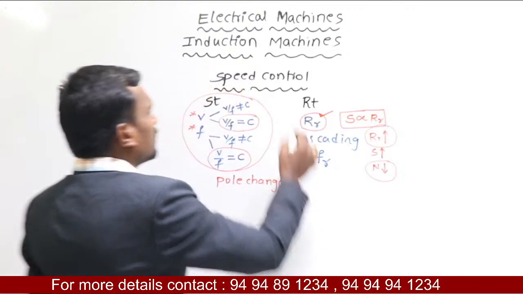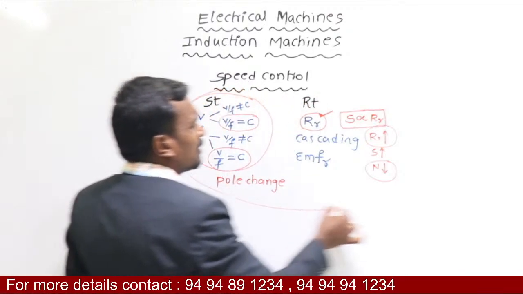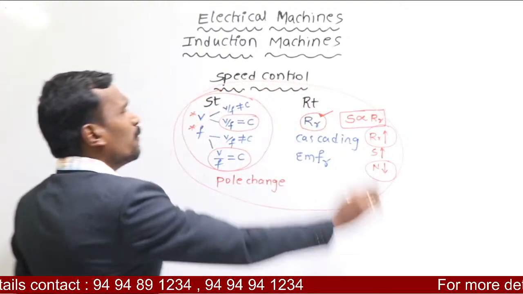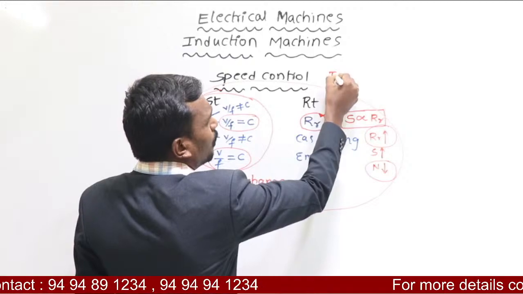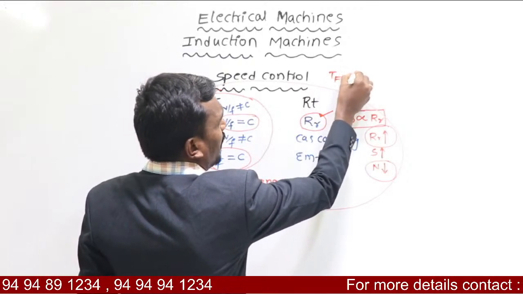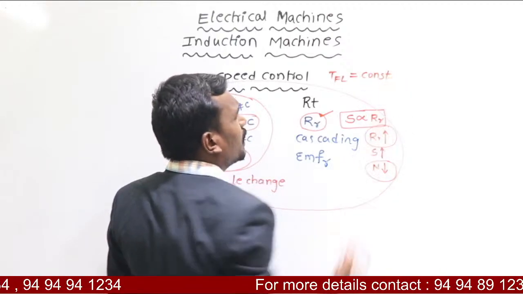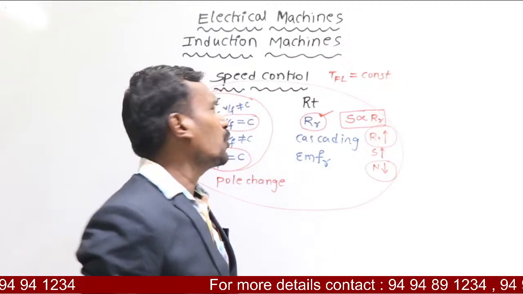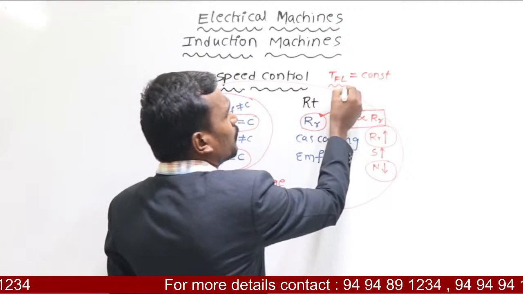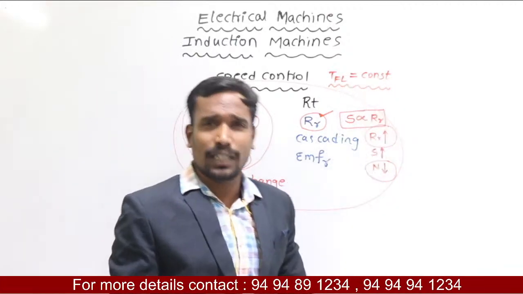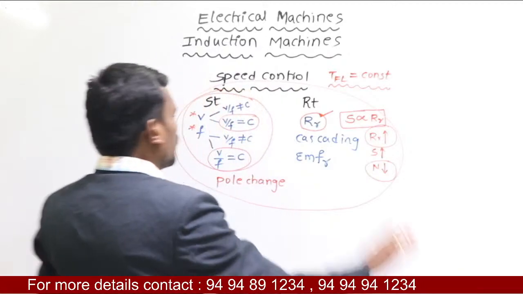For example, whatever the method, rotor resistance method or pole changing method, we have to assume that the full load torque should be constant. What is the assumption here? During the speed control, the full load torque of our motor should be constant. We have to maintain this one. Okay, let's go to the first concept.